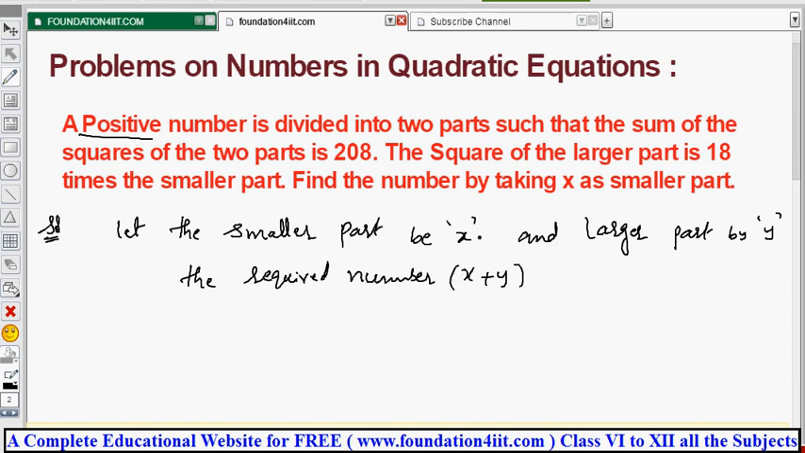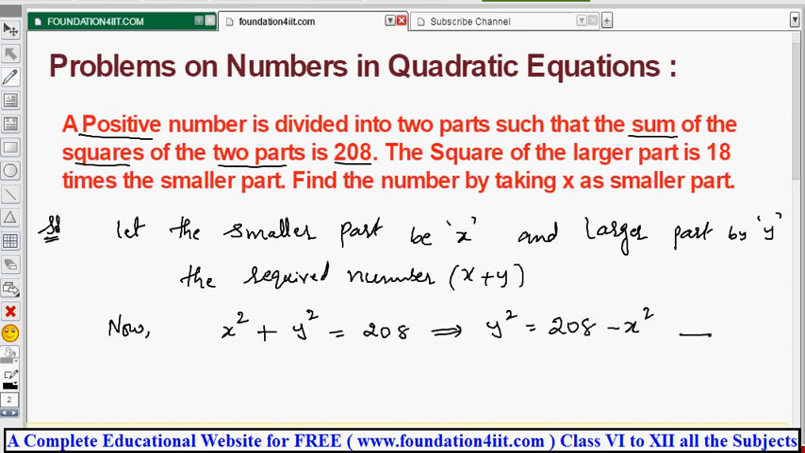Now you see the conditions. So two statements here. First one is sum of the squares of the two parts is 208. Sum means addition. Squares of the two parts. One part is x and another part is y. So from the condition, now we can take one part is x square, another part is y square. And sum. If you add those squares of both numbers, you will get 208. From this we will find out the y square value. y square is equal to 208 minus x square. Let it be equation 1, because we need to find out the x value first.